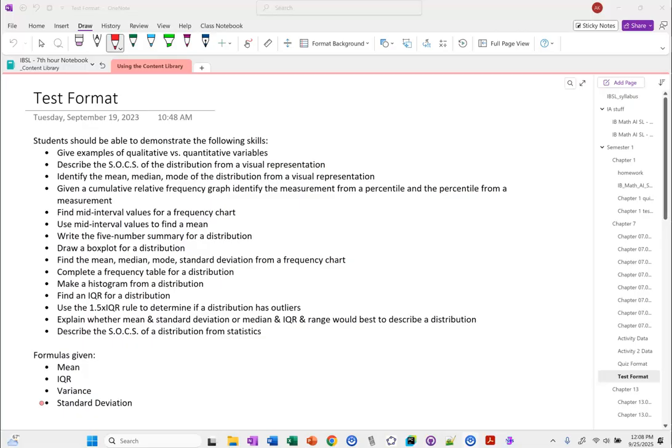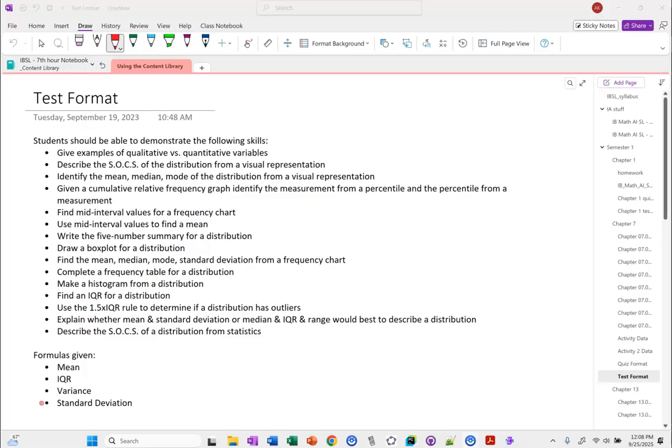Find the mean, median, and mode and standard deviation from a frequency chart. Can you do that? Should be able to, right? Just like on the quiz. Complete a frequency table for a distribution, just like you did on the quiz. Or it could have been like the two-way table that you did on quiz 1, right? Where you had to fill in the spots. I suppose that's what that could mean too.